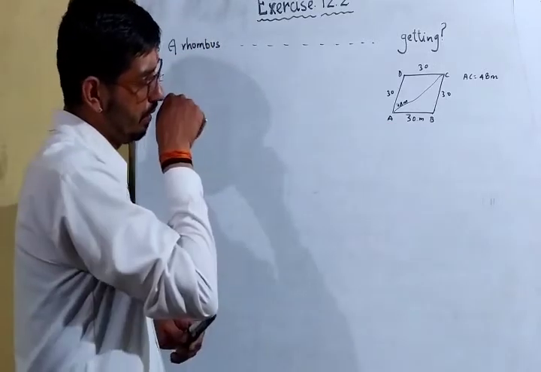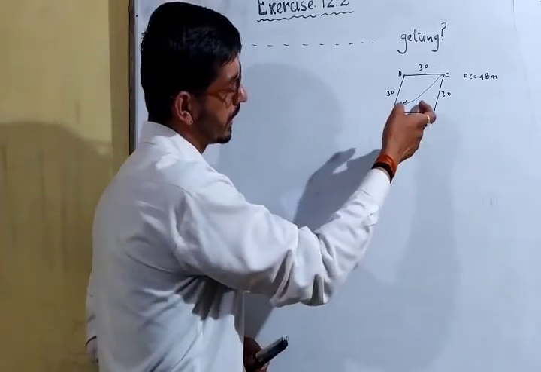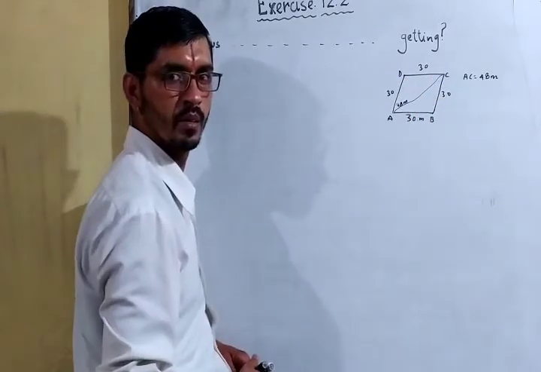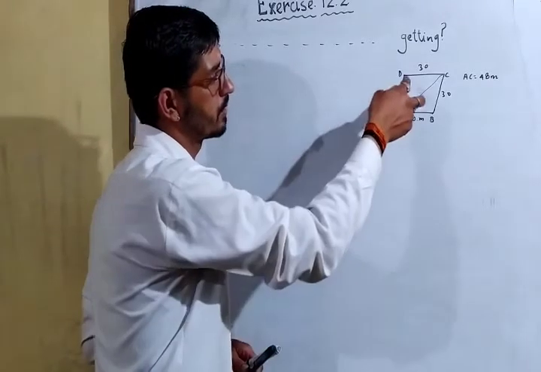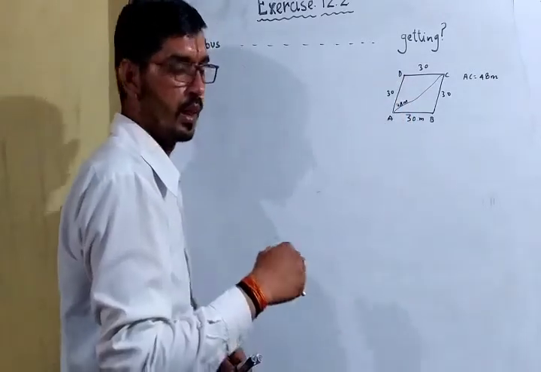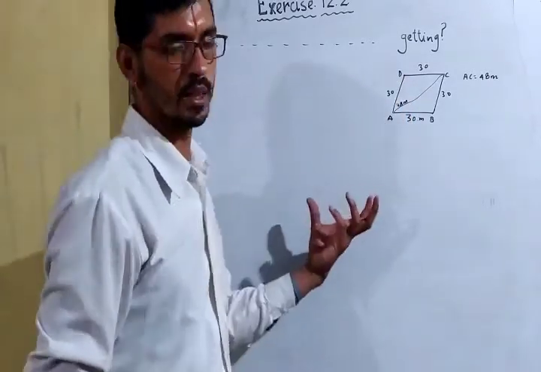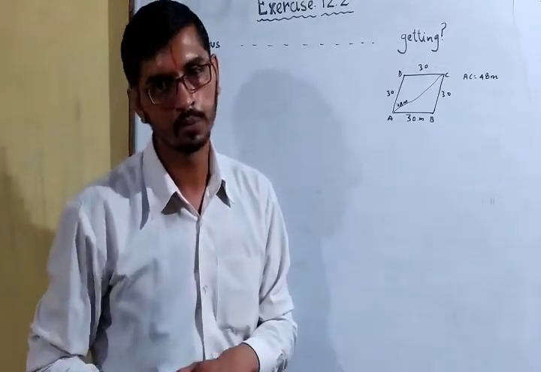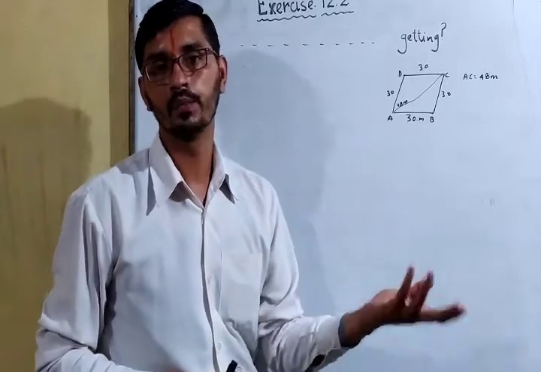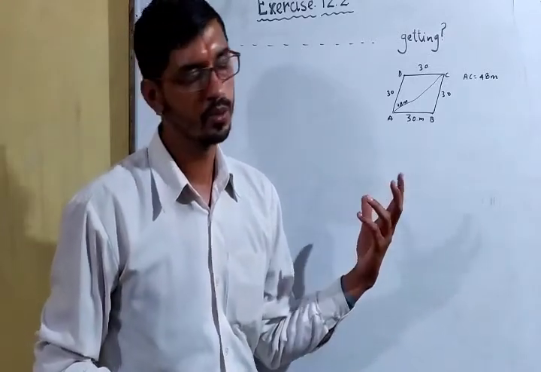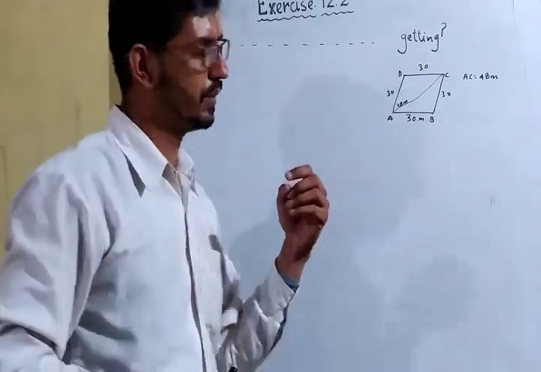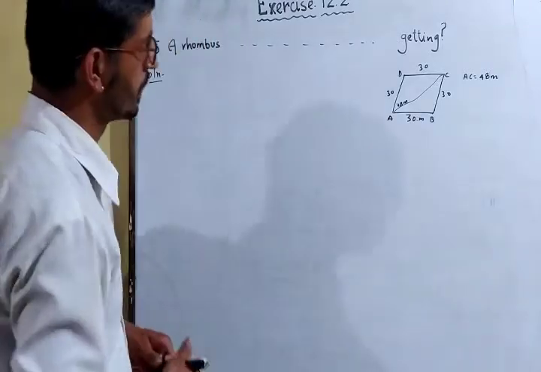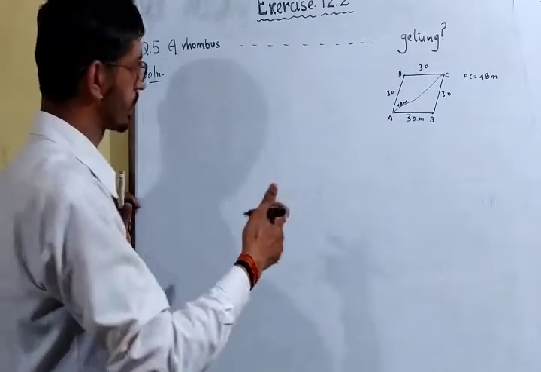So here you can see it is a triangle 1, it is triangle 2. Okay, we can apply Heron's formula here, and we know that the area of a rhombus equals half d1 into d2. That means diagonal 1 into diagonal 2. So by this we can find the area of this field as well. Which method is looking easy to you? You can use that method. So I am using the Heron's formula here.